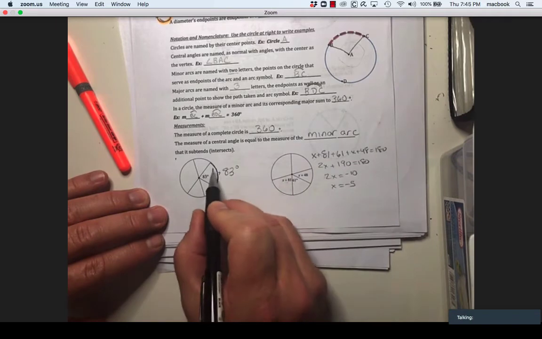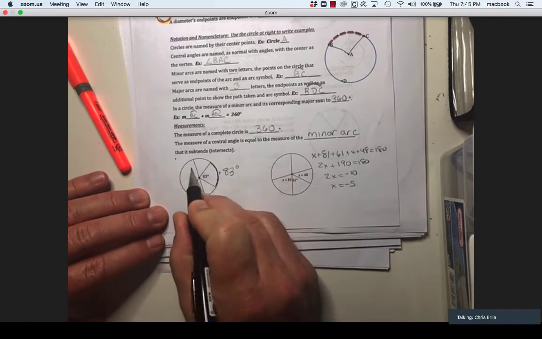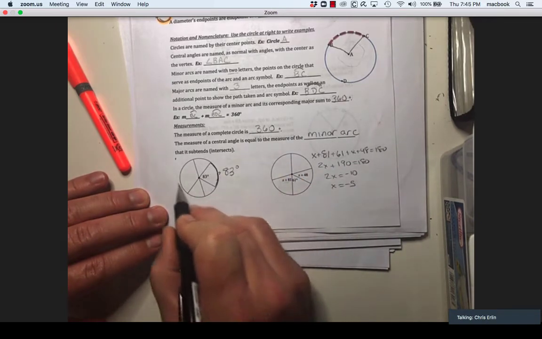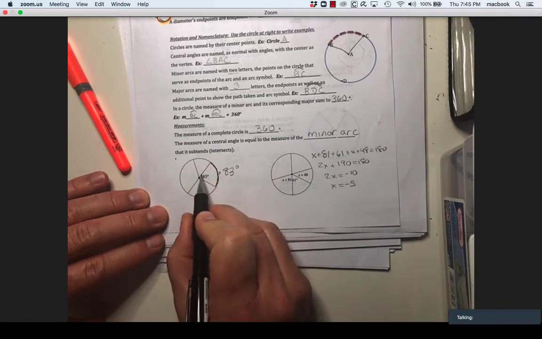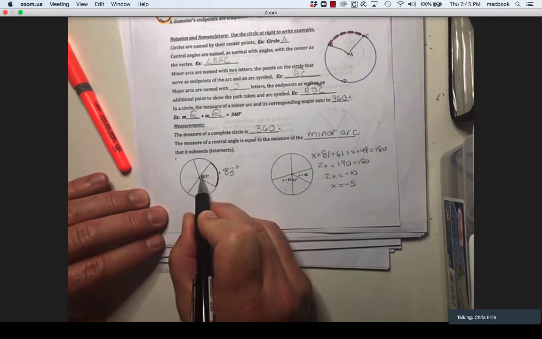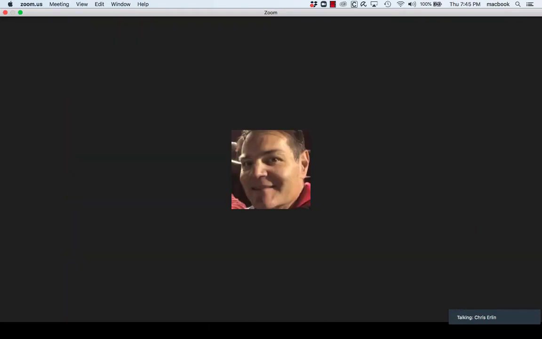Minor arcs are part of the full circle. If the first full circle is 360, and inside here, these central angles also, these two make a straight angle of 180, these two make a straight angle of 180. Therefore, a full circle on the inside is also 360.